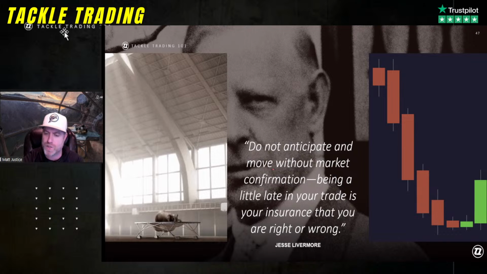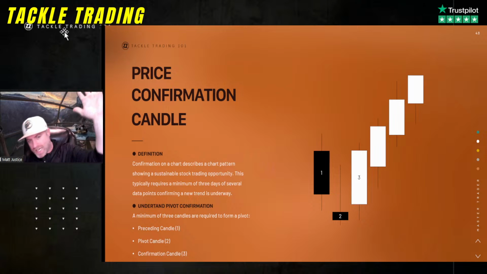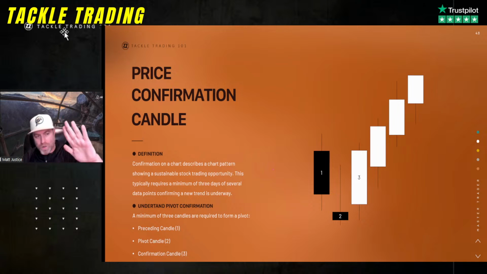Being a little bit late in your trade is the insurance that you are right or wrong. As the market is coming down, down, down, we talked about the slowing momentum of candles, the slowing momentum that occurs within a pivot. Well, as that market is coming down, oftentimes we see these big red candles coming down, down, down. As that shifts its momentum and all of a sudden you see a small candle, that small candle is the slowing momentum candle. That is where supply and demand get more balanced, but nobody's winning the battle yet. You don't want to fight the battle.